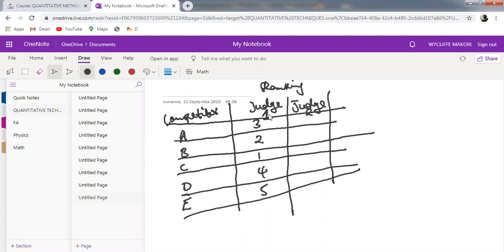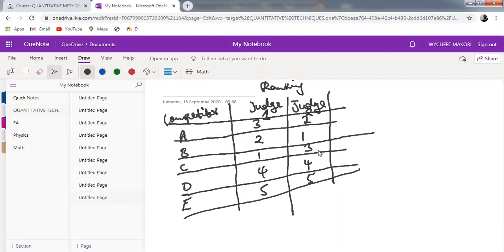So according to Judge 1, this is how they performed. Competitor C was number 1, this was number 2, this was number 3, number 4, and number 5. But according to Judge number 2, this one was maybe number 1, this was number 2, this one was number 4, maybe this one was number 3, and this one was number 5, according to Judge B or Judge 2.